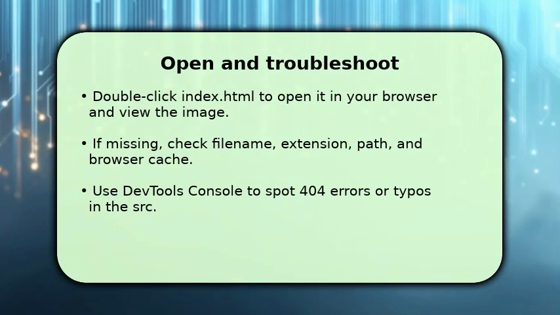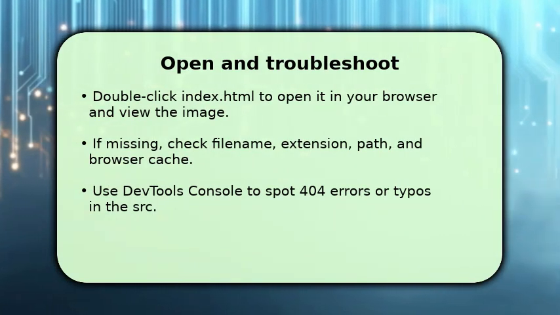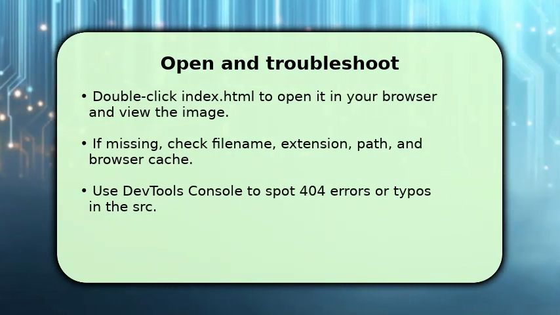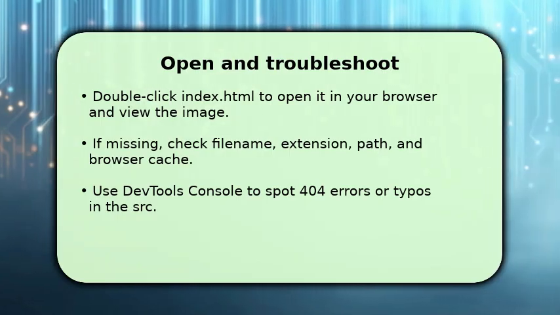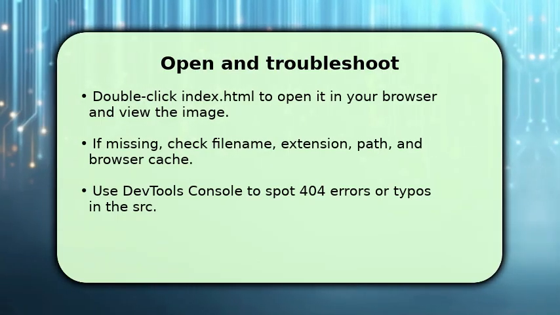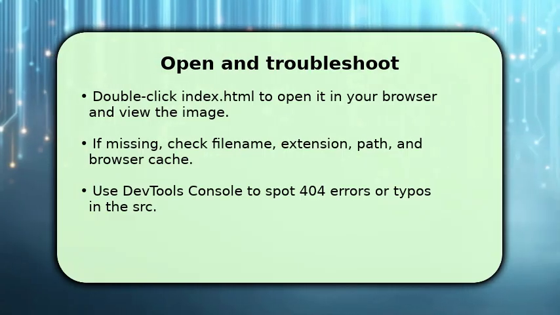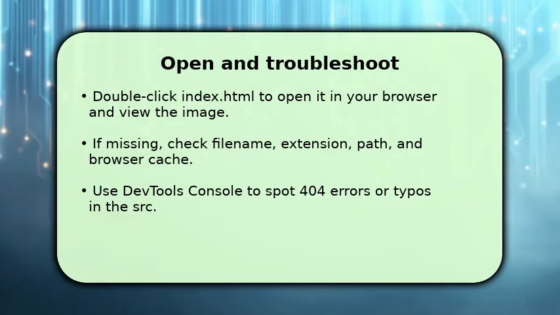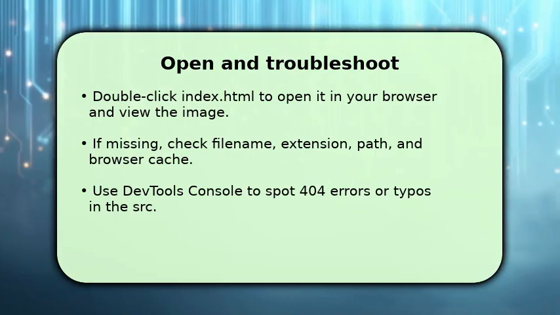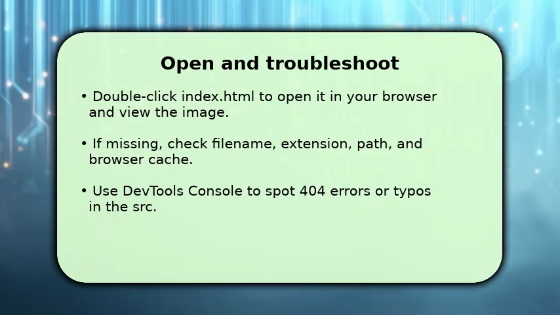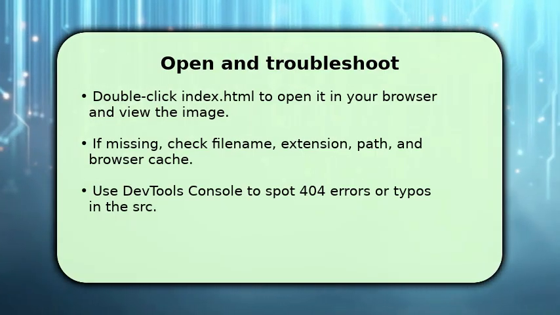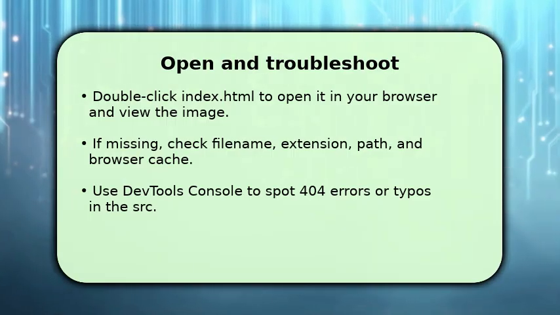Finish by opening index.html in your browser to confirm the image displays. If you don't see it, make sure the src matches the exact file name and location, including capitalization. Browsers on some systems are case-sensitive. Clear the browser cache or hard reload and inspect using developer tools to view the network tab for 400 errors.